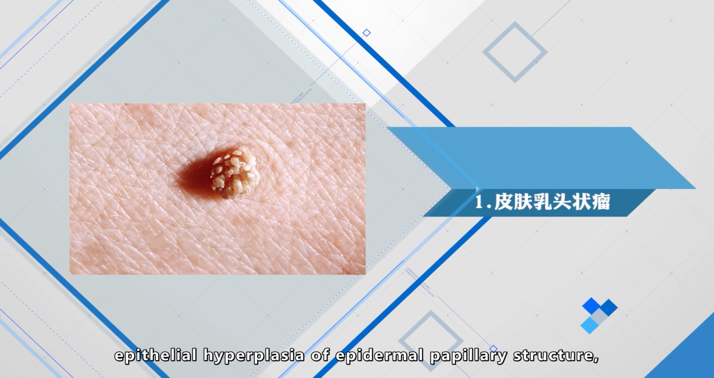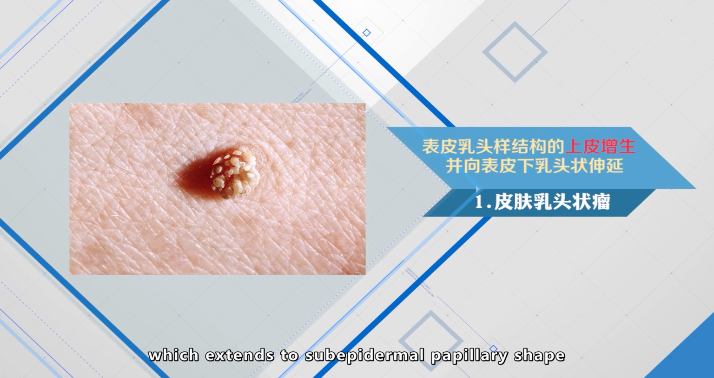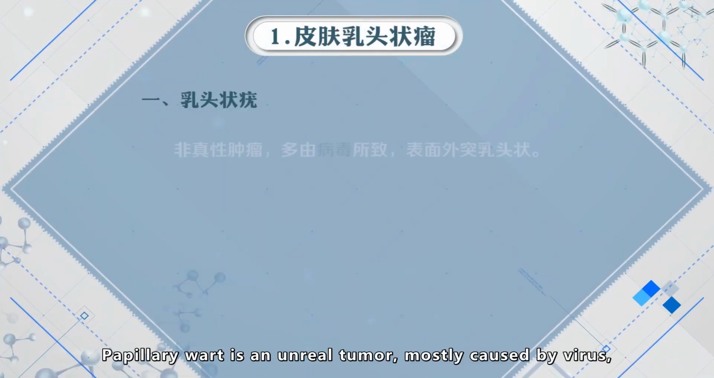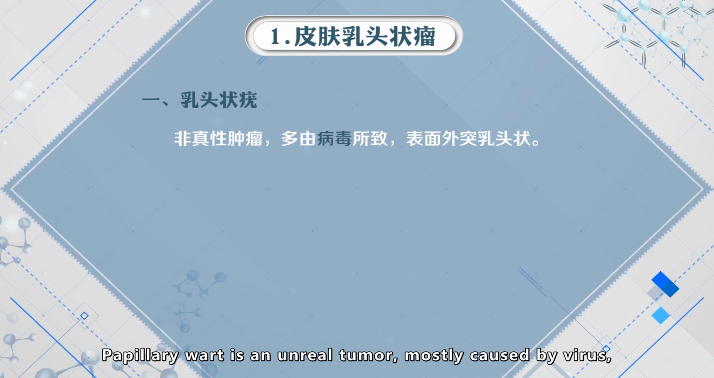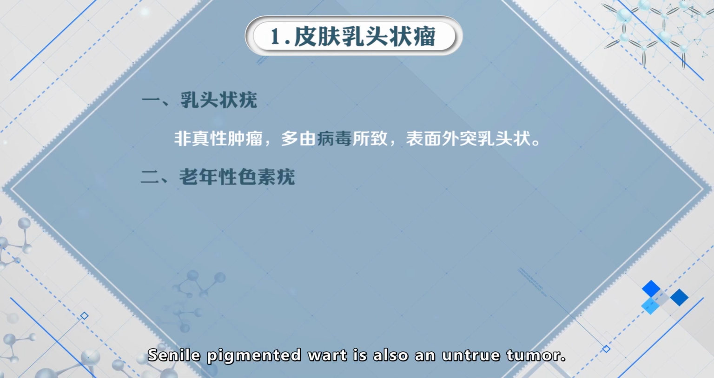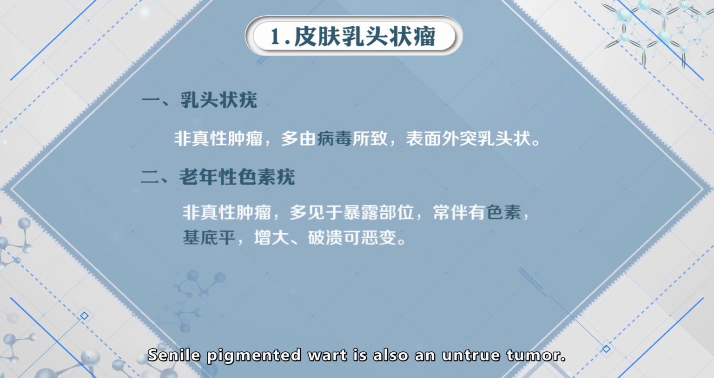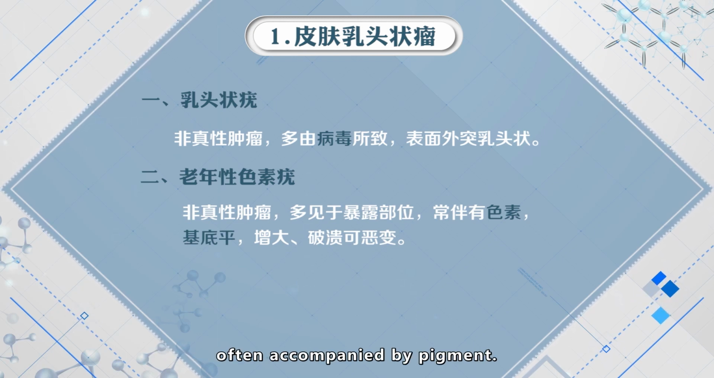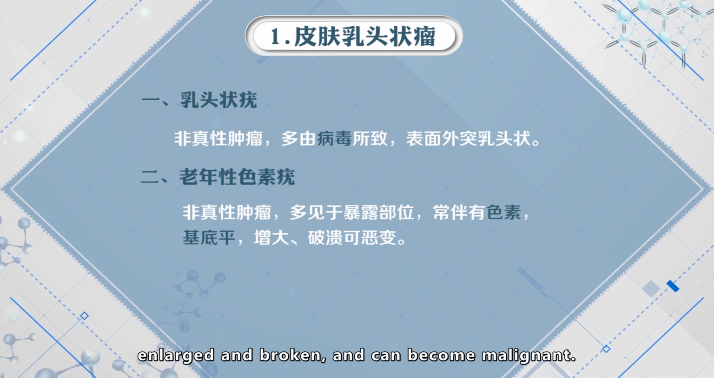Cutaneous papilloma is an epithelial hyperplasia of epidermal papillary structure, which extends to a papillary shape and is prone to malignant transformation. Papillary wart is an untrue tumor mostly caused by virus, with an external papillary process on the surface. Senile pigmented wart is also an untrue tumor. It is more common in exposed parts, often accompanied by pigment. The base is flat, enlarged and broken, and can become malignant.